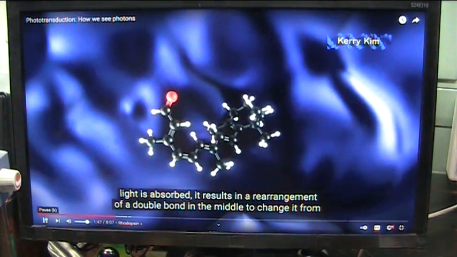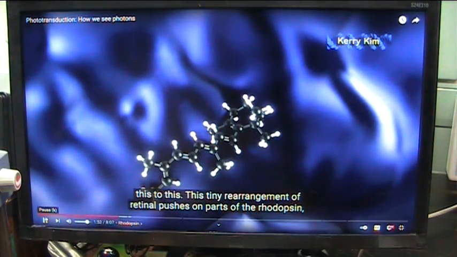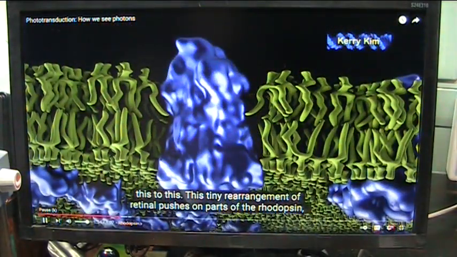In a rearrangement of a double bond in the middle to change it from this to this. That's because when it takes in the electron. This tiny rearrangement of retinal pushes on parts of the rhodopsin, activating it.